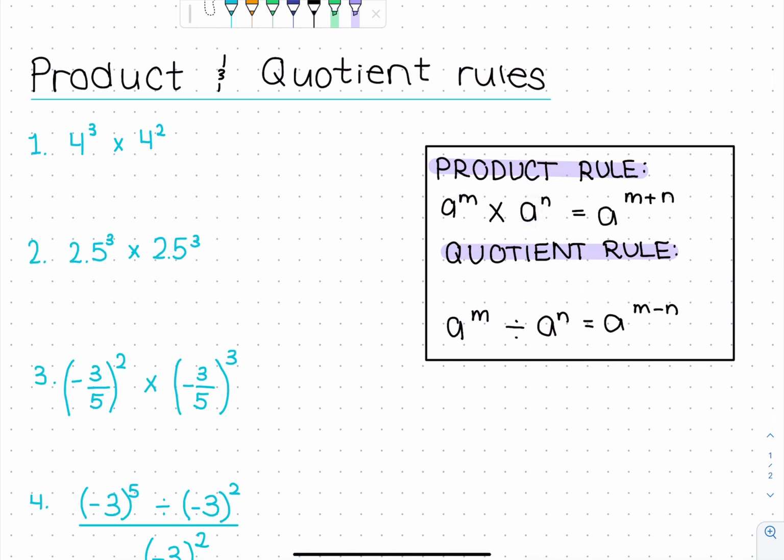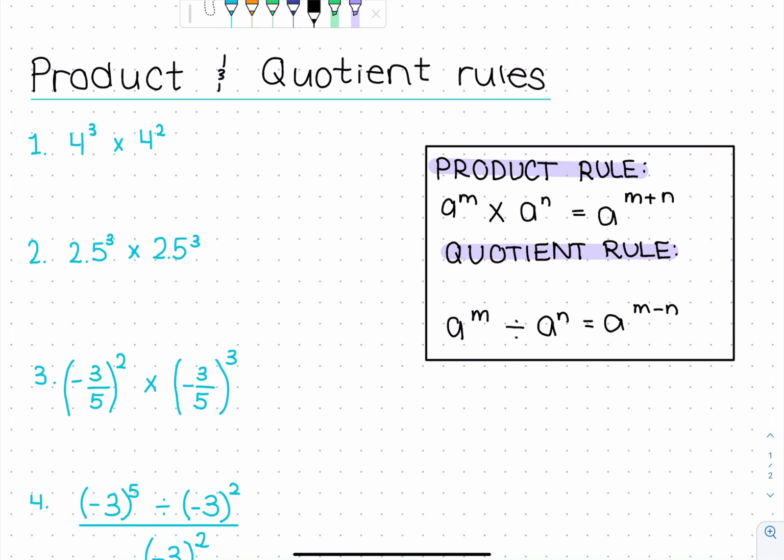The quotient rule is when we are dividing exponents that have the same base again, and this base could be any number or any variable, then we're going to be subtracting the exponents. So as you can see, we'll have then a base of a, to the power of m minus n. So let's do a few practice problems to try out those rules.